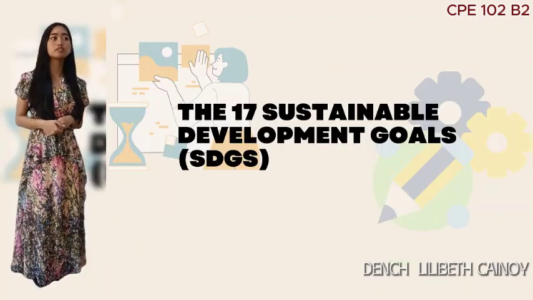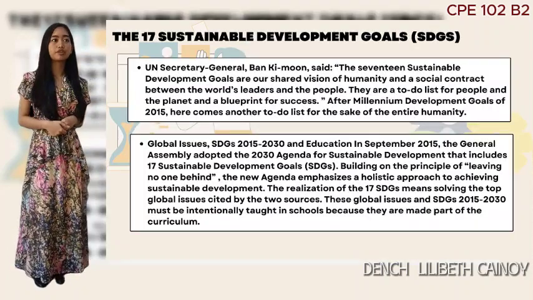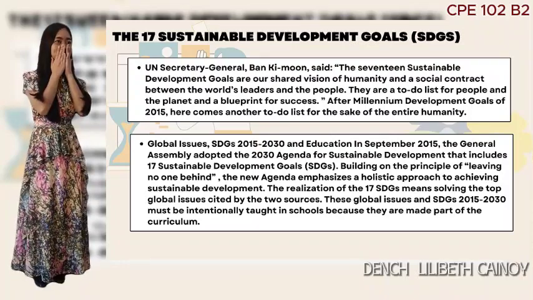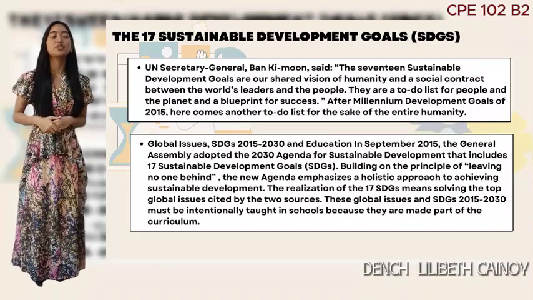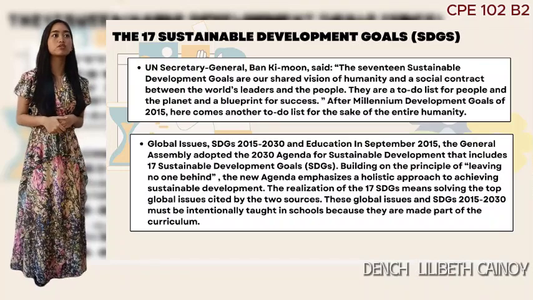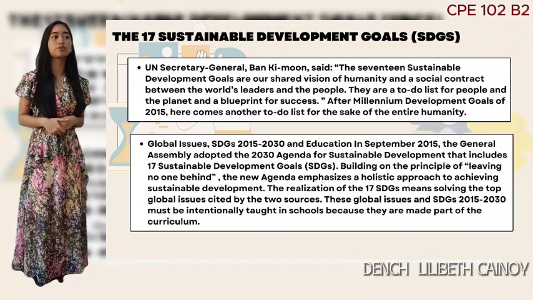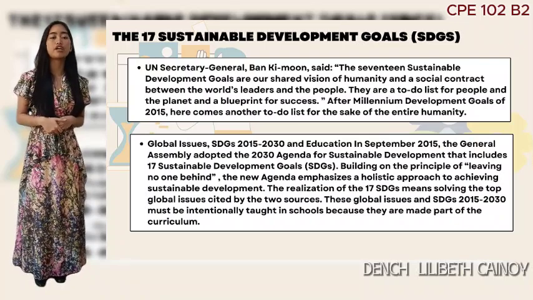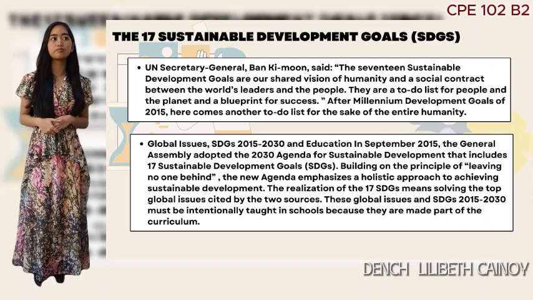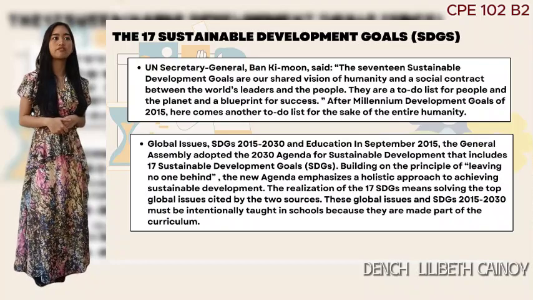The 17 Sustainable Development Goals, or SDGs. UN Secretary General Ban Ki-moon said the 17 Sustainable Development Goals are our shared vision of humanity and a social contract between the world's leaders and the people. They are a to-do list for people and the planet and a blueprint for success. After the Millennium Development Goals of 2015, here comes another to-do list for the sake of the entire humanity.